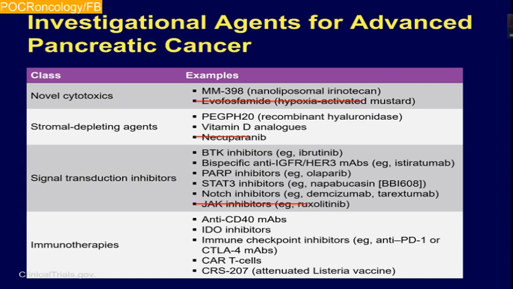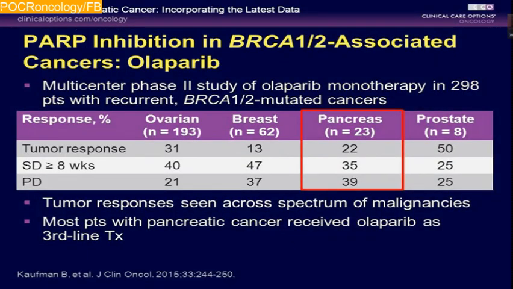There are signal transduction inhibitors that have been tested, and probably the most promising results come from the PARP inhibitors for that subgroup of patients that have BRCA1 or BRCA2 mutations. One olaparib study, that's one of the PARP inhibitors, is open for patients that have BRCA mutations.